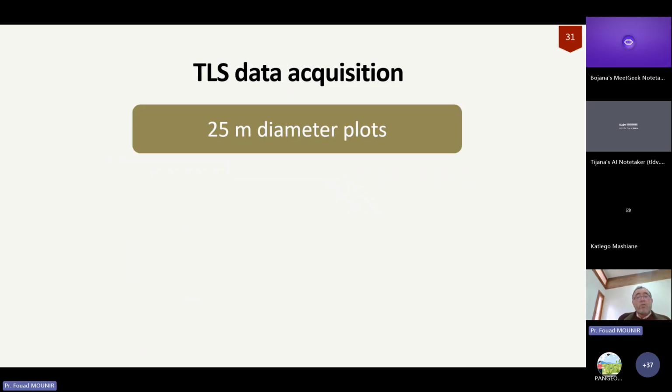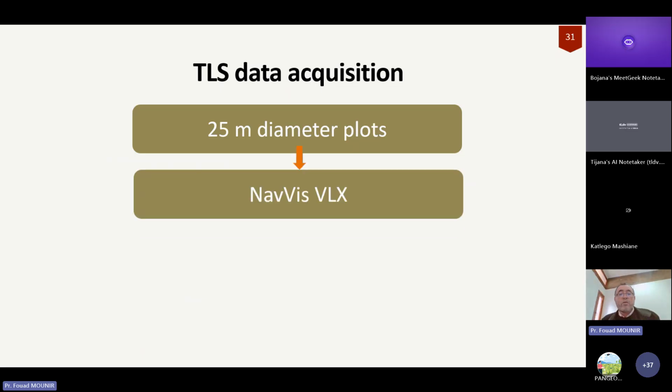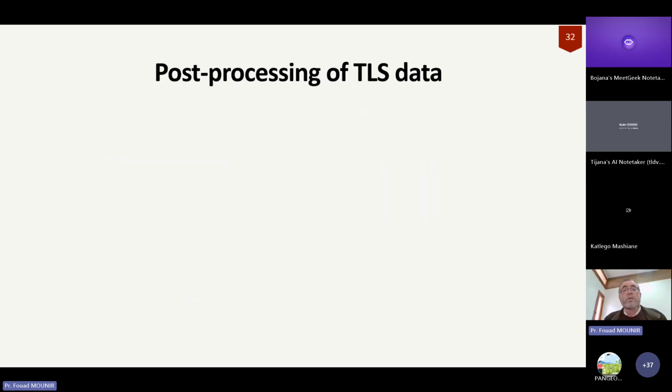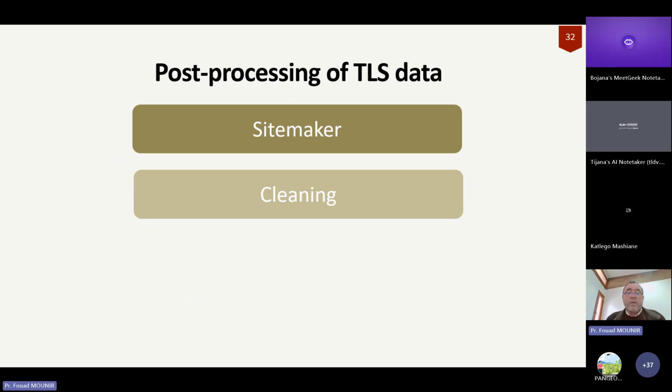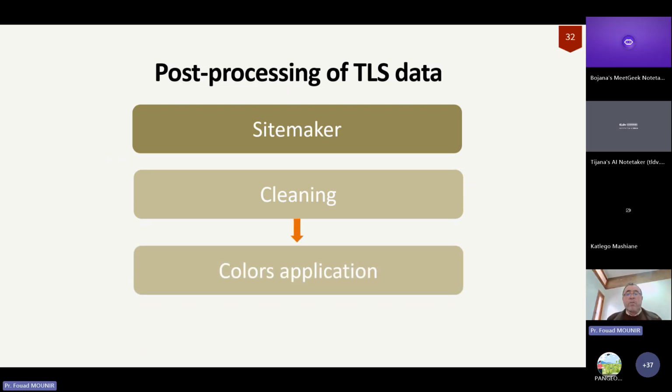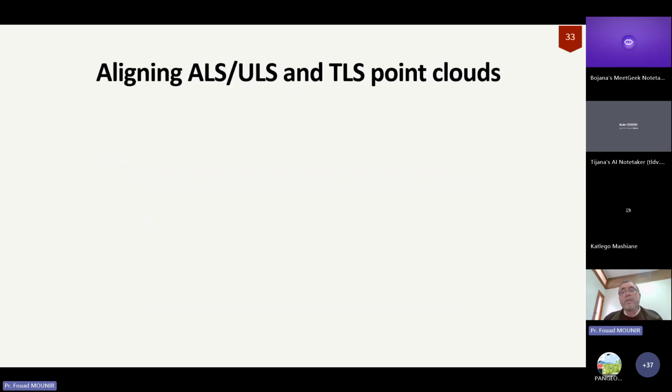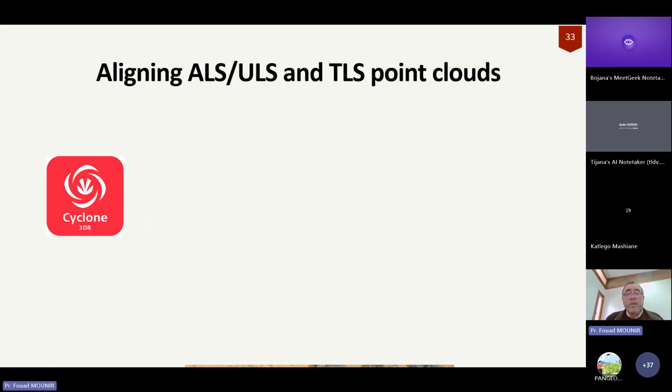For TLS data, we also used the 25 meter diameter plots, and we used the NAVVIS VLX tools. Pre-processing of data was done using SiteMark software for cleaning the data and also for coloring the data to be able to separate the foliage from the wood. The alignment of ALS, ULS, and TLS point clouds was done using Cyclone 3D software based on the marks on the GPS and the control points on the ground.